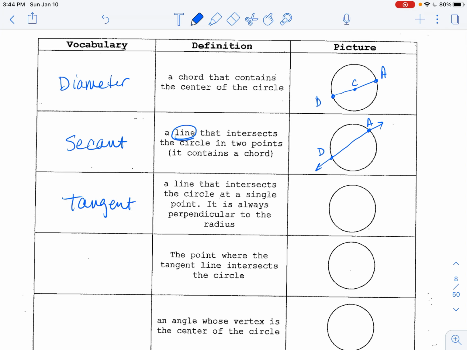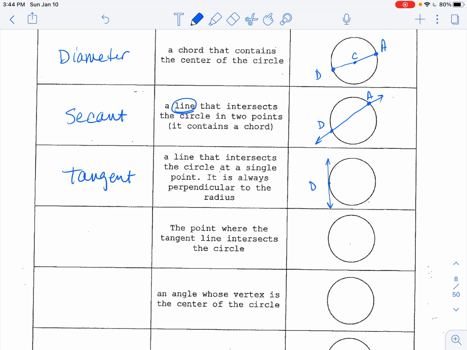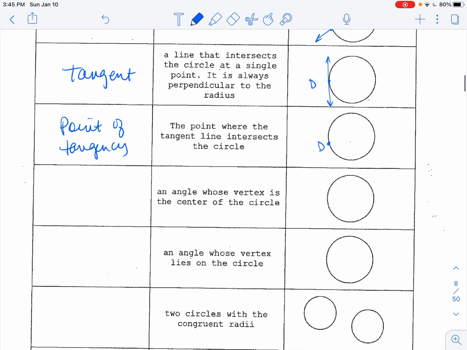A tangent is a line that intersects the circle at a single point. So if this is my D over here, a tangent is just going to intersect it once. The point of tangency is the point where the tangent line intersects the circle. So in the example above, it would have been D. D is the point of tangency.